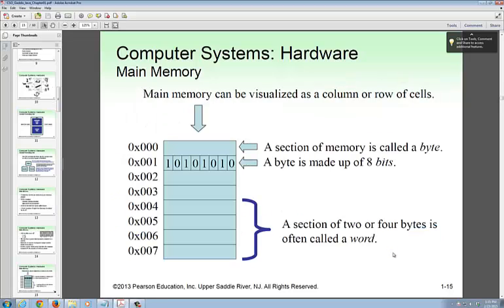I'm going to come down here and talk to you about what a byte is. I mentioned a byte is 8 bits. The left hand side here is the hexadecimal side of this. That's the hexadecimal side.